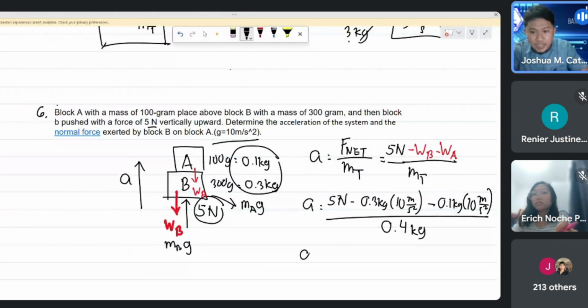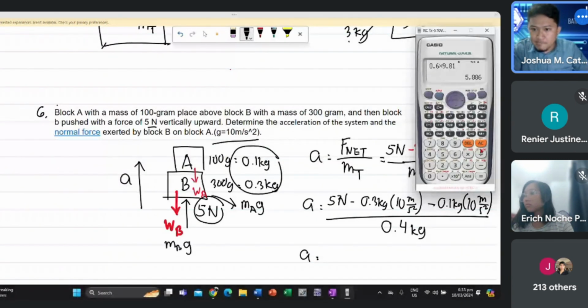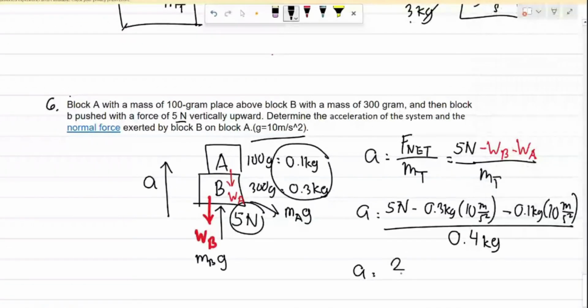So therefore, guys, let me compute our acceleration. So we have here 5 minus 0.3 times 10, minus 0.1 times 10. By the way, I am using a virtual calculator, over 0.4. So we have here 1 over 0.4, or simply 2.5.